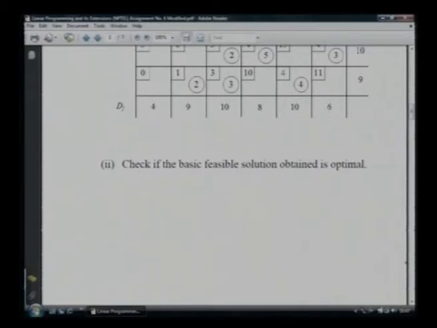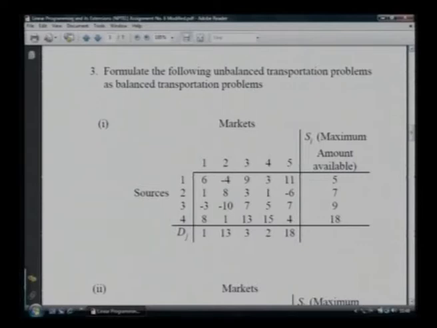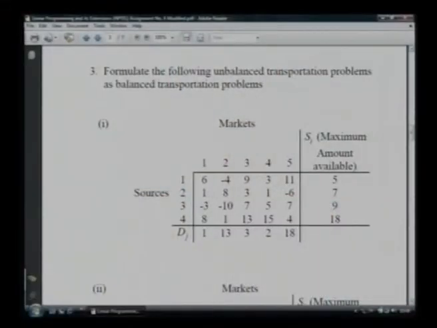Now, let us go to problem 3. Here I am just trying to acquaint you with unbalanced transportation problems. I have given 2 of them here, and I want you to reduce them to balanced transportation problems, and we will discuss how. In the first problem, the supplies add up to more than the demands. Therefore, your supply constraints will be satisfied as less than or equal to, because you will not be able to use all the supplies, since the demand is less than the total supply.